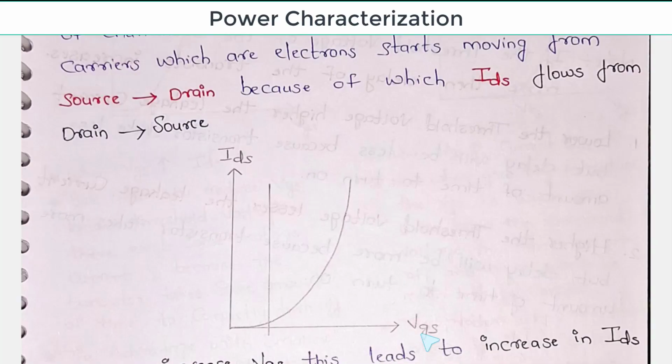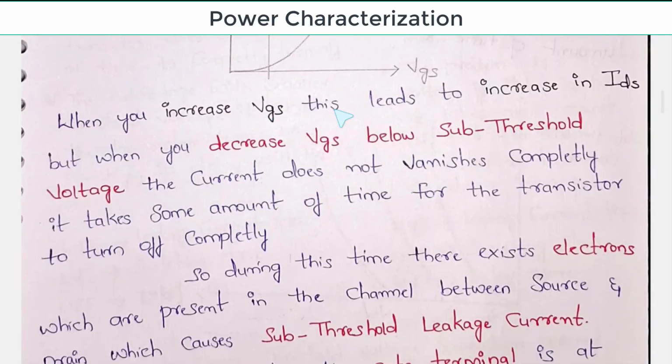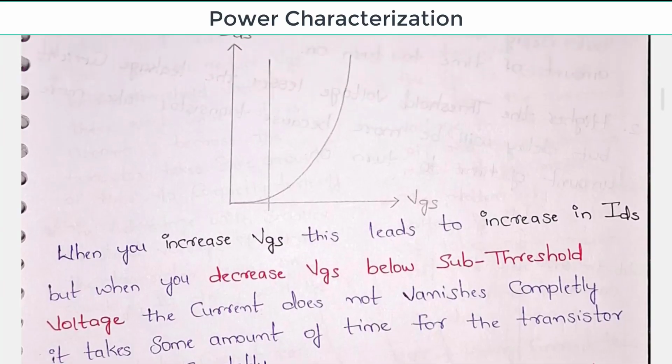So here I am taking VGS on the x-axis and IDS on the y-axis. So this is called as threshold voltage. Whenever you are increasing VGS beyond the threshold voltage, then IDS will increase. When you increase VGS, this leads to increase in IDS, but when you decrease VGS below threshold voltage, the current does not vanish completely. It takes some amount of time for the transistor to turn off completely. So whenever you are reducing the potential below threshold voltage, it takes some amount of time.